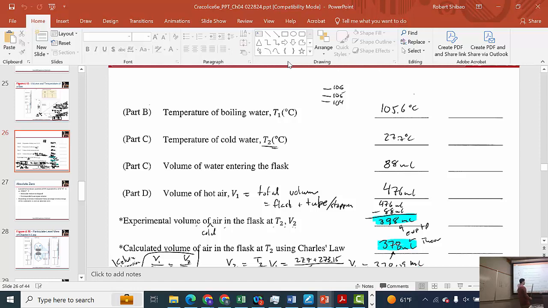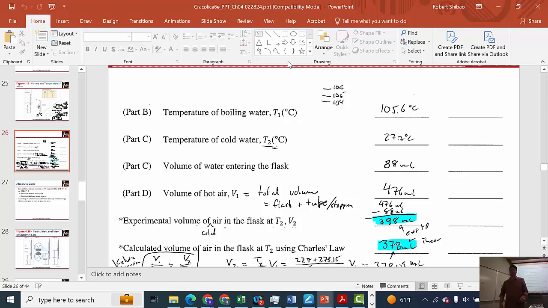So the volume of the cold air is equal to the volume of everything, the whole flask, minus the volume of water that got stuck in there. And so that would be 476 minus 88. This gives us 398 milliliters. This is the experimental volume of the cold air.